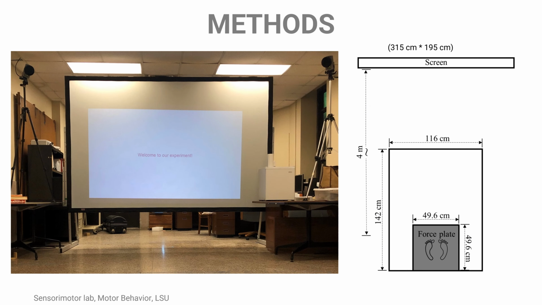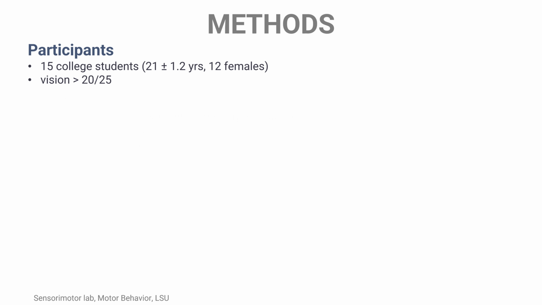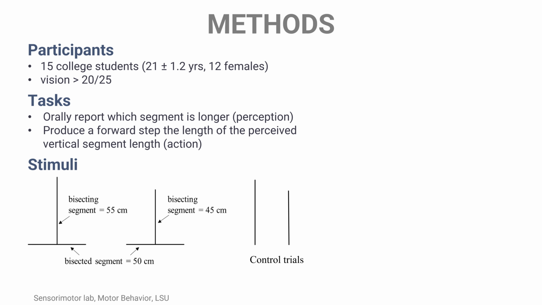So here is the experimental setup. The stimulus was projected on this big screen, and the participants stood on a force plate. Participants first reported which segment looked longer. They stated vertical for the bisecting segment and horizontal for the bisected segment, then produced a forward step to ensure that their step displacement was equal to the perceived vertical segment length.